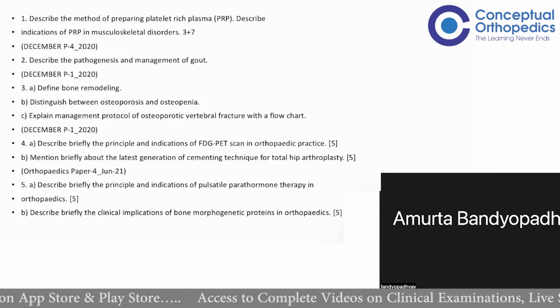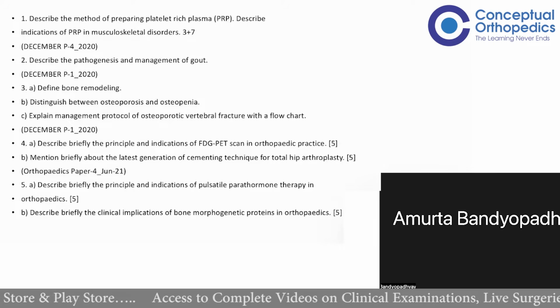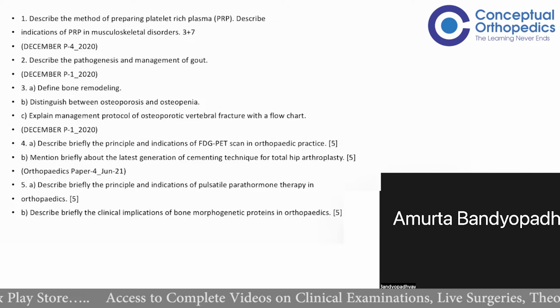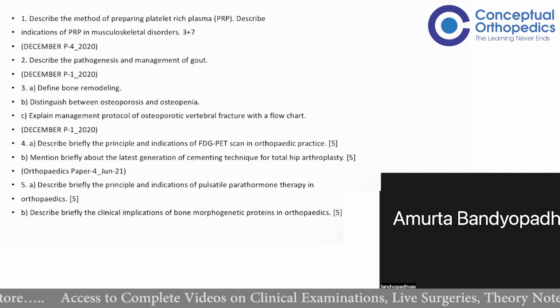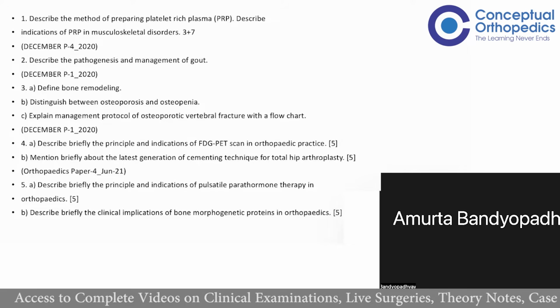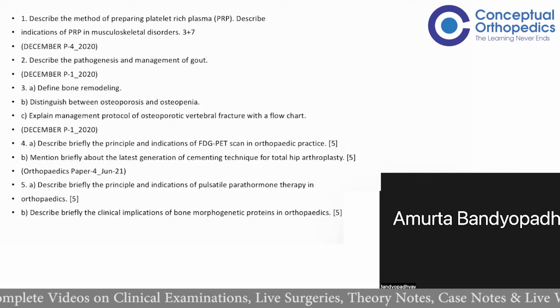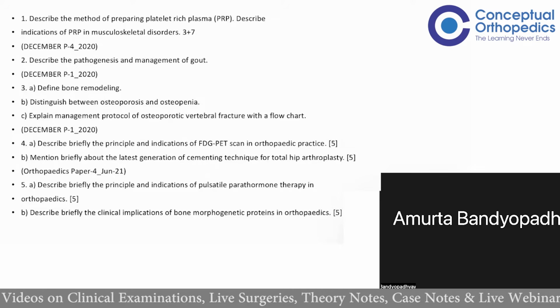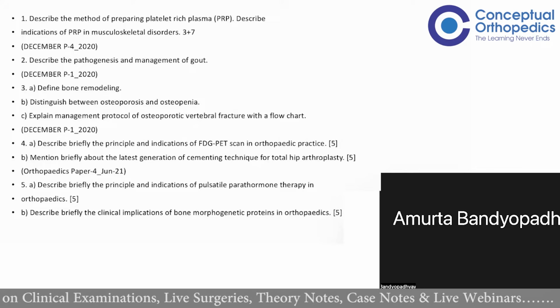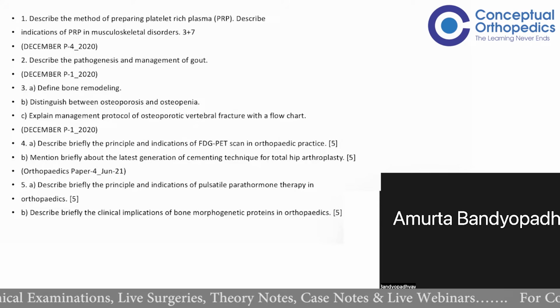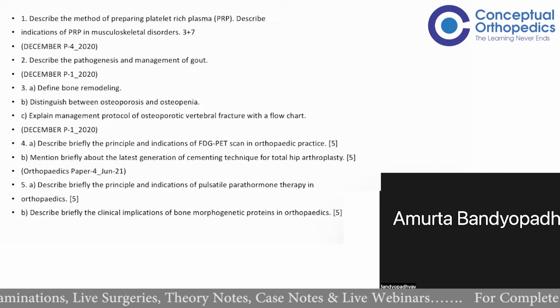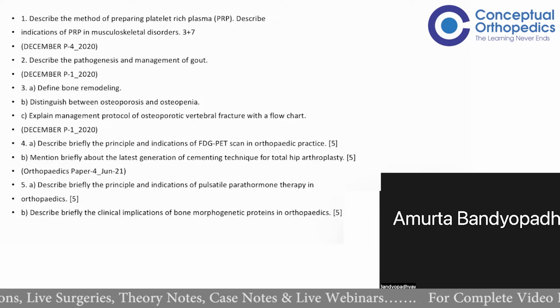Okay. Third one, define bone remodeling, distinguish between osteoporosis and osteopenia, explain management protocol of osteoporotic vertebral fracture with a flow chart. So number 4 is describe briefly the principle and indications of FDG PET scan in orthopedic practice.